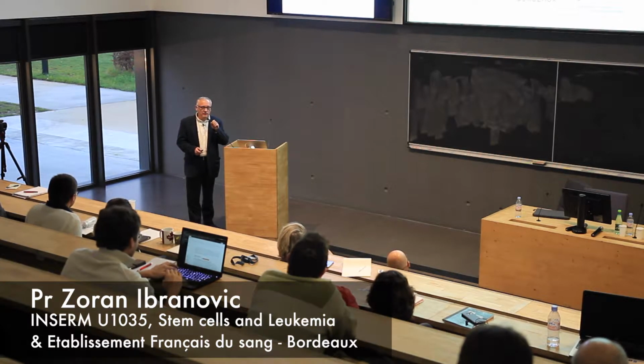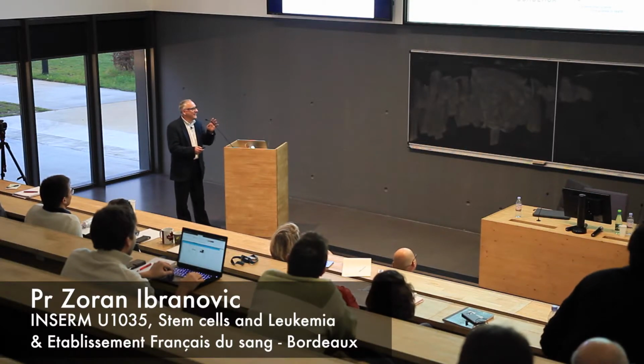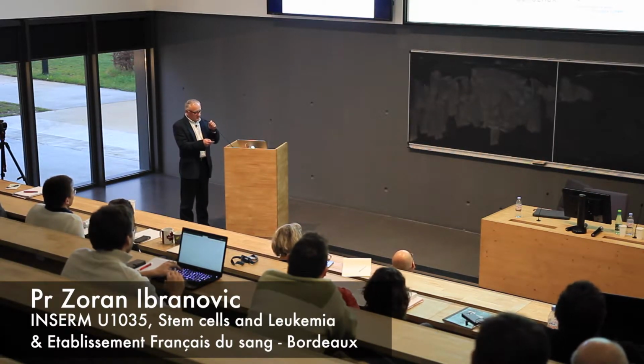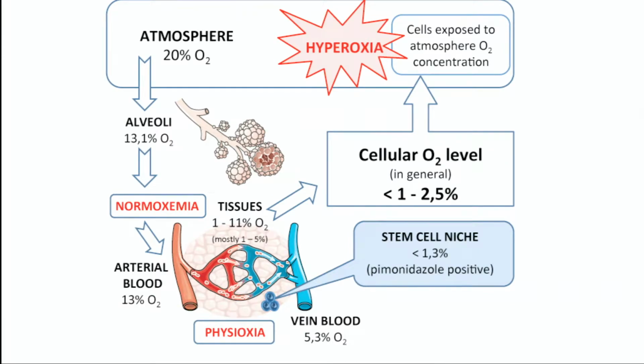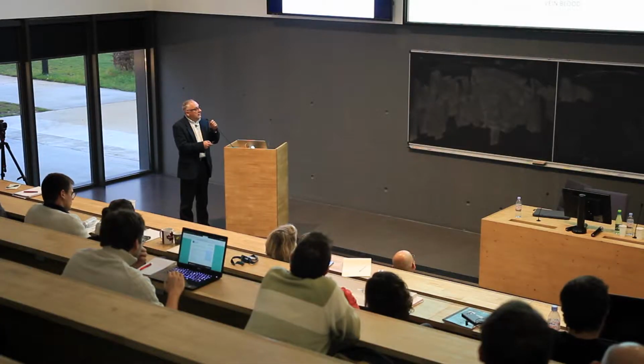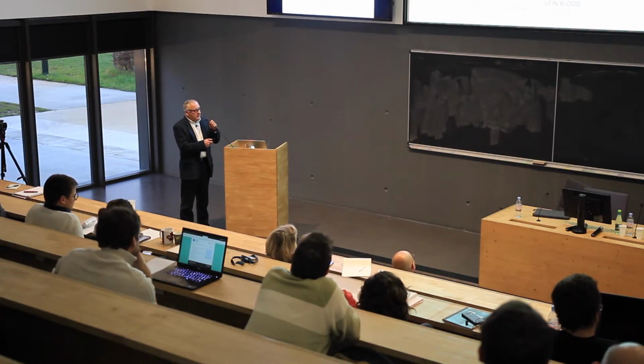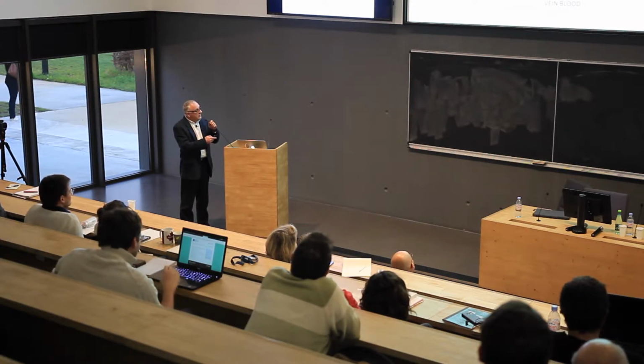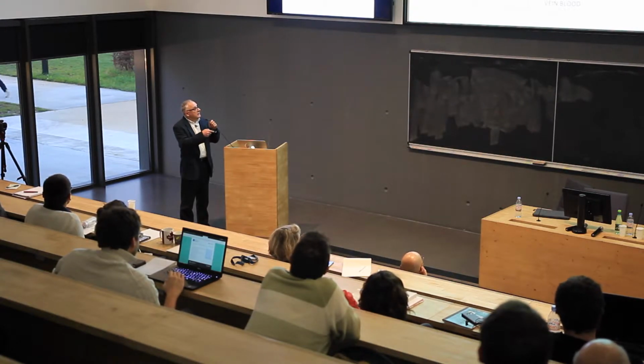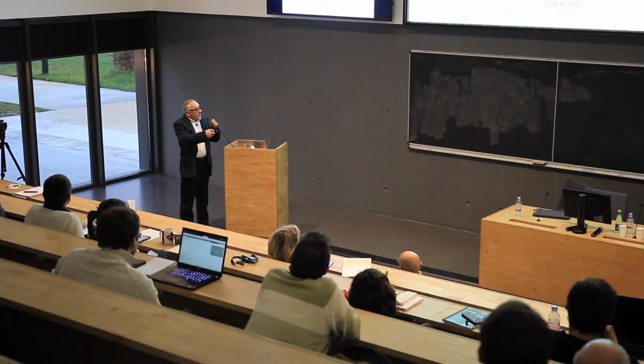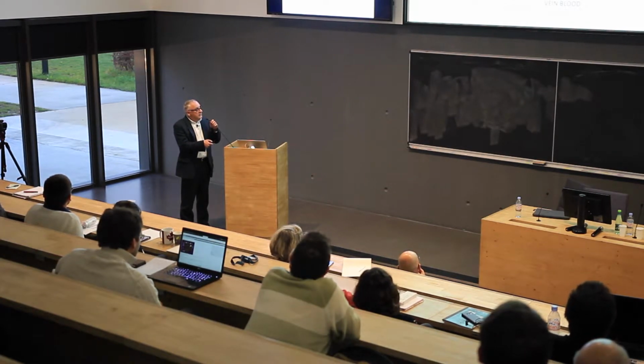Now we are continuing with the blueness of stem cells. I will talk about normal stem cells. But first of all, to say something about the physiology and about physiological oxygenation of the tissue, which is, as you know, relatively low. In general, this is between 3 and 5% of oxygen, and somewhere between 1 and 11% of oxygen. The stem cells are situated in the areas of very low oxygen concentration.